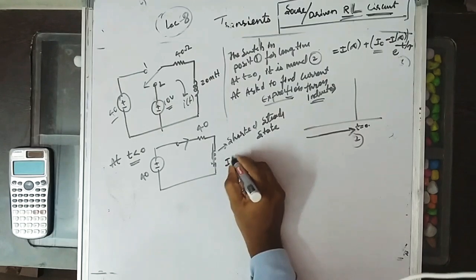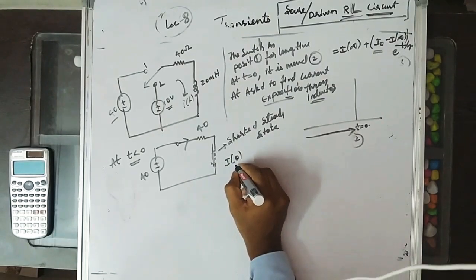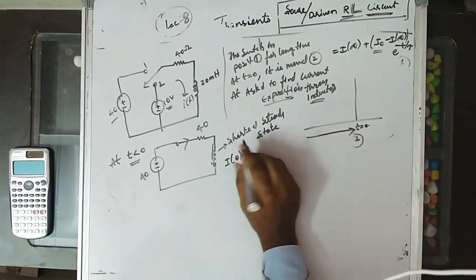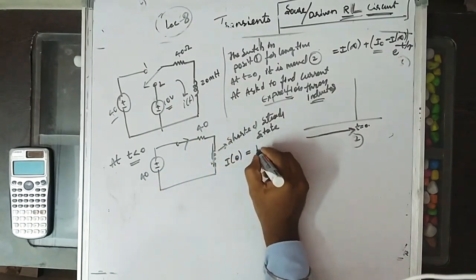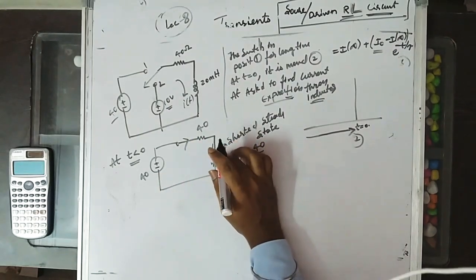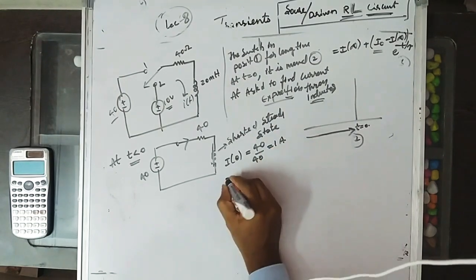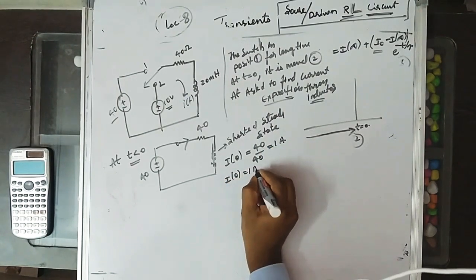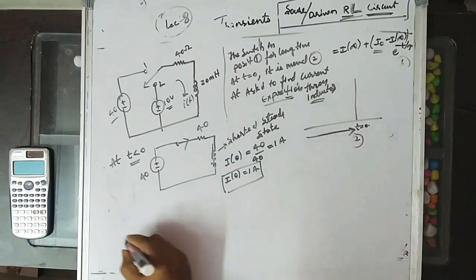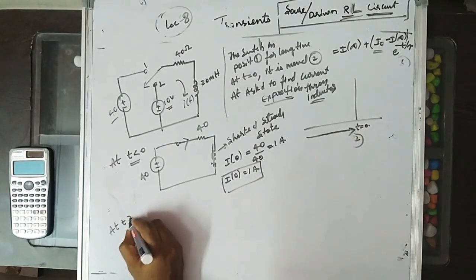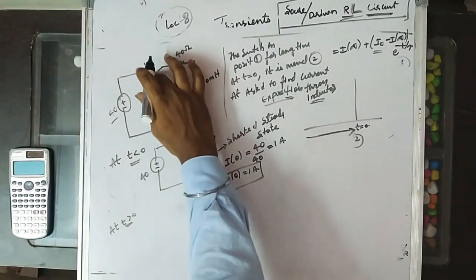So at t equal to 0, what will I become? By Ohm's law, 40 by 40. Since it is shorted, there is no resistance here. 40 by 40 is 1 amp. So I of 0 equals 1 amp. Now at t greater than 0, the circuit is switched to position 2.